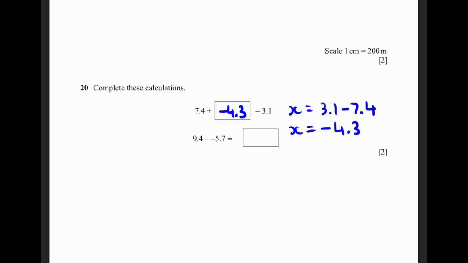9.4 minus negative 5.7 equals blank. Notice there's two negative signs over there. And a negative multiplied by negative is a positive. So it'll be 9.4 plus 5.7, which is equal to 15.1.